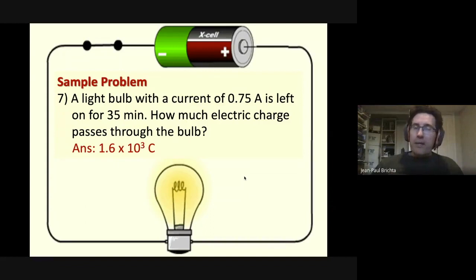Now that concept of current is going to become very important in the next lesson, because in the next lesson we're going to talk about electric circuits, which is part of your lab for this week.